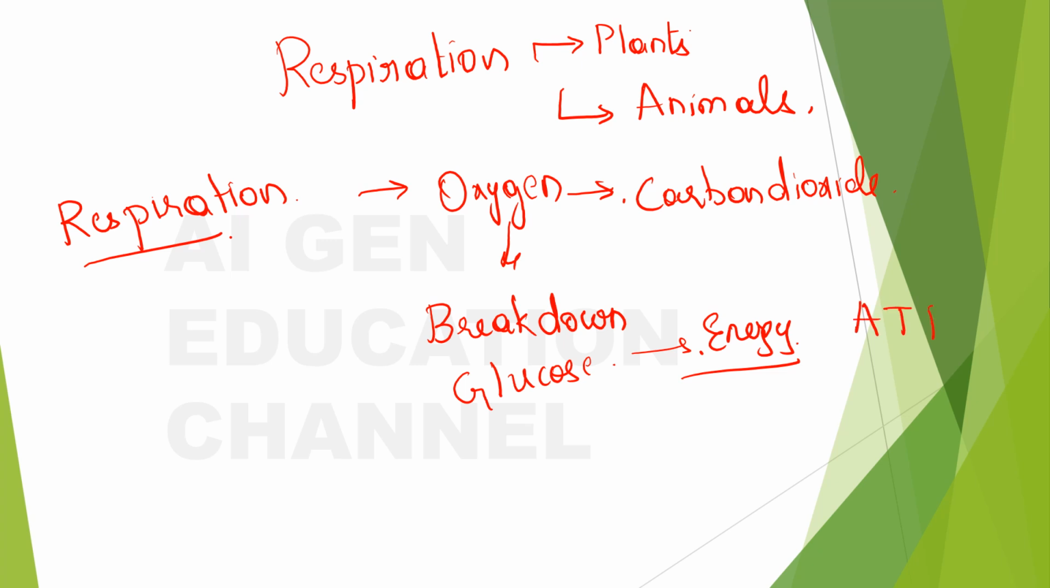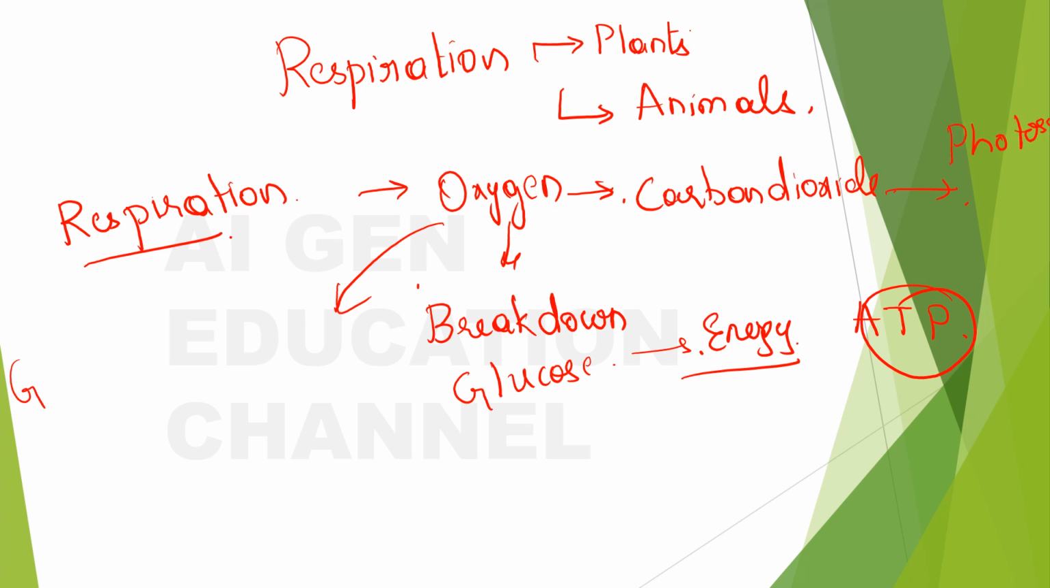ATP. So in this process of respiration, overall, what happens? The glucose breaks down to release energy in the form of ATP. For this, you need oxygen, and this process gives carbon dioxide, which should also be released into the atmosphere. As it is a plant, this oxygen will also be used to make its own food for photosynthesis.